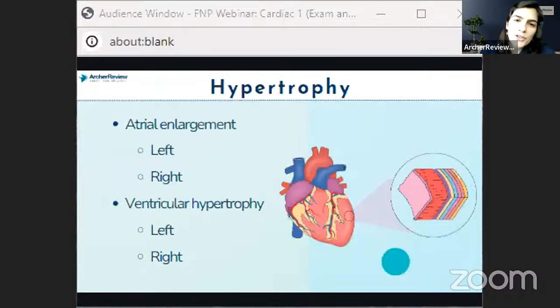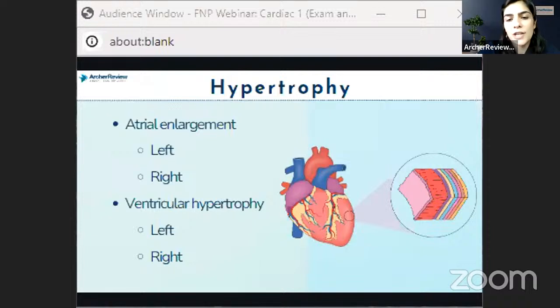So with hypertrophy, I debated how in depth to go through this with you, but the key takeaway, I think, is to know that hypertrophy can also be evident on an EKG. You have two different types. You have atrial enlargement, and on the EKG you'll be able to identify the left and right side once you get really good at reading EKGs. And then you have ventricular hypertrophy, and left ventricular hypertrophy, or LVH, is the most common.